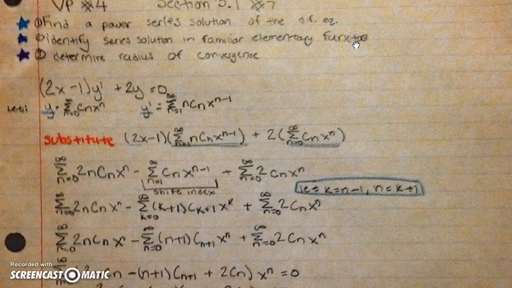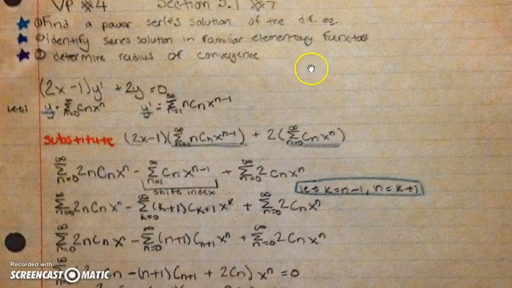So our problem is that we are given (2x - 1)y' + 2y = 0. The first thing we want to do is find our y and y prime that we want to use for substitution. So our y we want to be the summation as n equals 0 to infinity of c_n x^n. And then once you take the derivative of that, you get, for y prime, the summation of n equals 1 to infinity of n c_n x^(n-1).